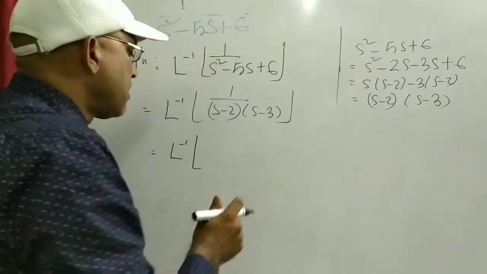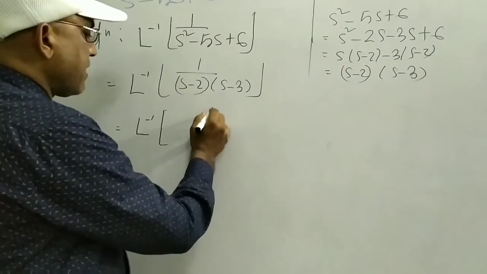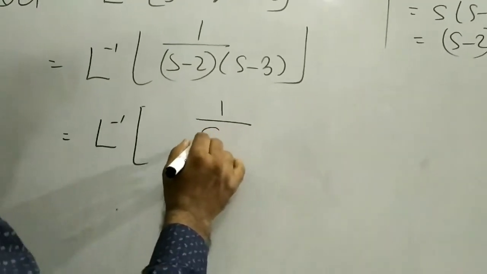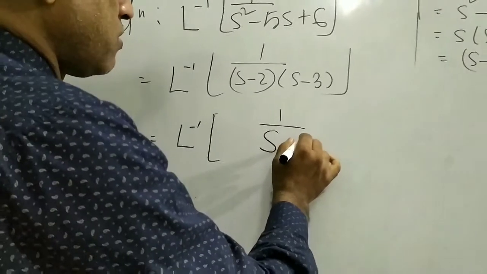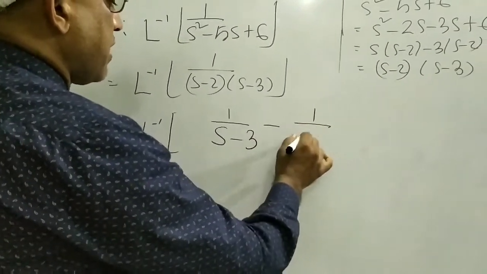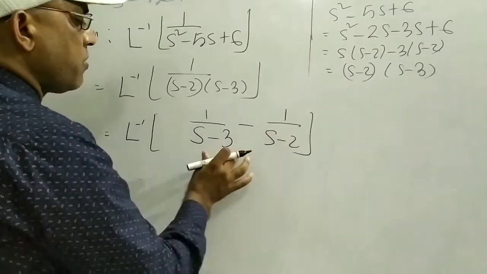Now what is the technique? The technique is that we write this in difference of two numbers, 1 by s minus 3 minus 1 by s minus 2. We write difference of two numbers.